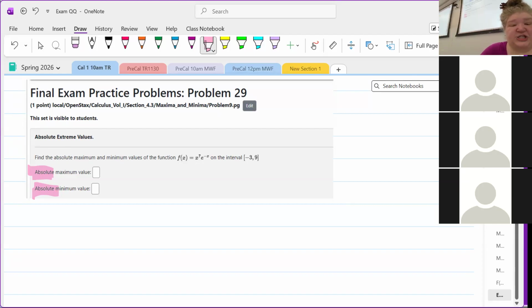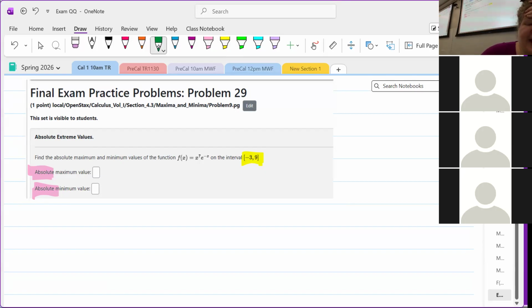All right, so this question here asks about absolute max and absolute minimum. And it's been a while since we did this, so I'm just going to look at this problem. We are looking at a section of a graph, just this stretch of graph from -3 to 9.